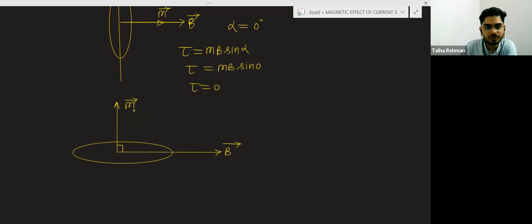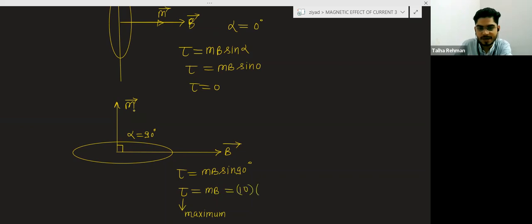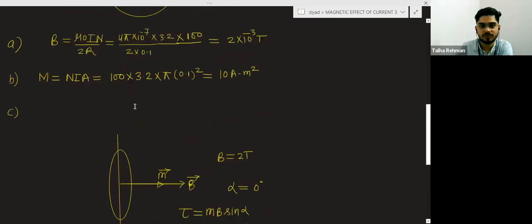Now this time alpha is equal to 90 degrees. And we have seen that when alpha is equal to 90 degrees, the torque on the coil will be maximum. Torque is given by mB sin 90, and this is the maximum torque, given by mB only. Now you calculate: magnetic moment you have 10, magnetic field you have 2, so this will become 20 Newton meter. Newton meter is the SI unit of torque. Okay, note down this.